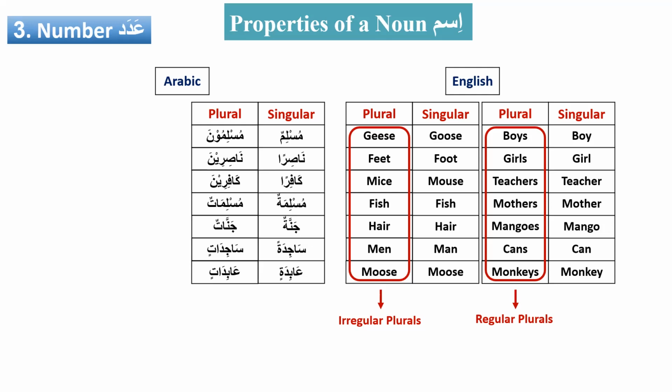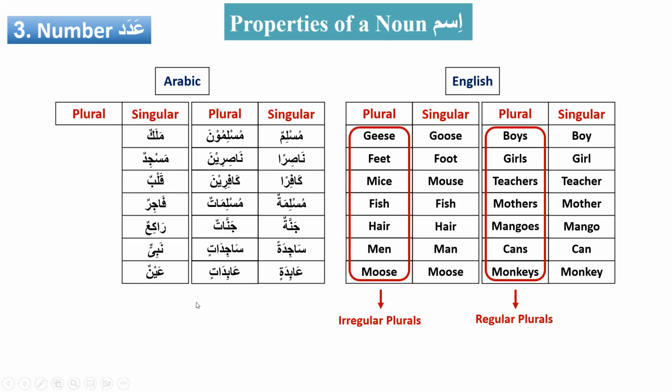So we have tried a few words which have a pattern. And now some other words. Malakun. Malak means angel. Its plural should be Malakuna, right? Malakuna. But is it Malakuna?